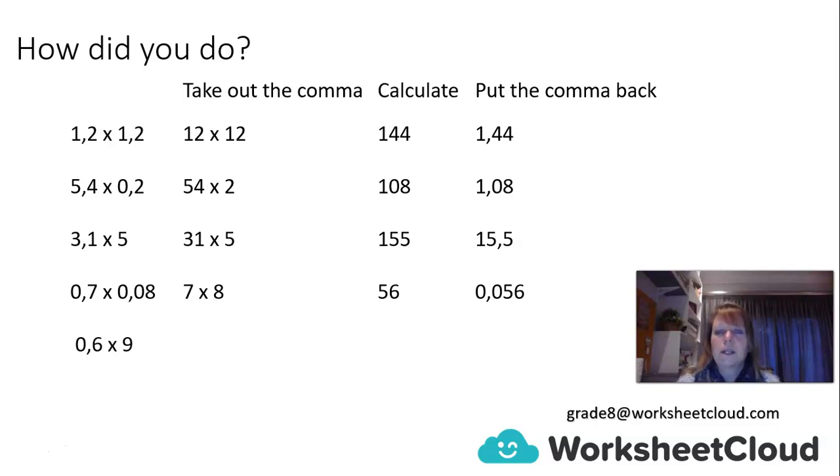It's 0,6 times 9, which is 6 times 9. That gives me 54. I've got only 1 decimal place in my number sentence, and my answer is going to be 5,4. Right, everybody happy with that?